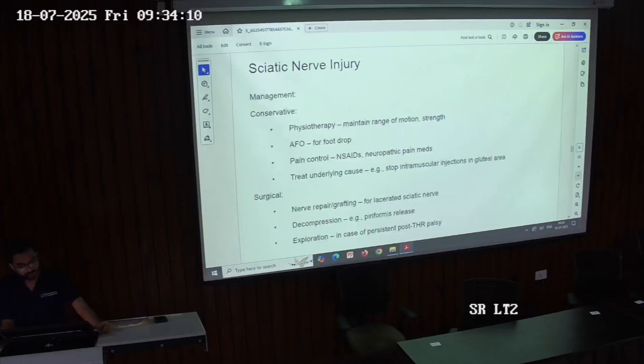Now the management of this injury. As we told, there are two types, conservative and surgical. Conservative includes physiotherapy, ankle foot orthosis as I mentioned before, pain control, and treating the underlying cause. Surgical management will be nerve repair and grafting, decompression and exploration of the nerve, and then correcting it in case of persistent post THR, that is total hip replacement, palsy.